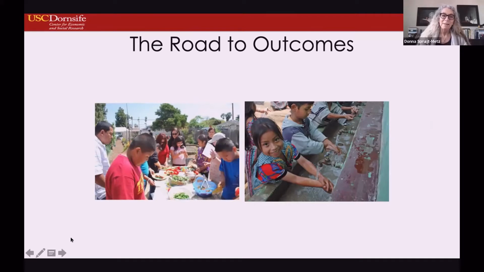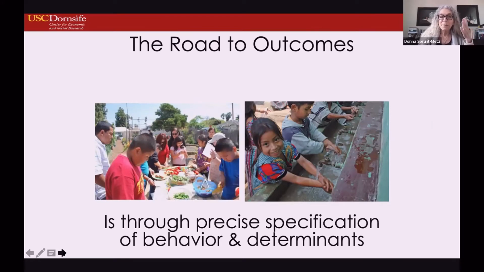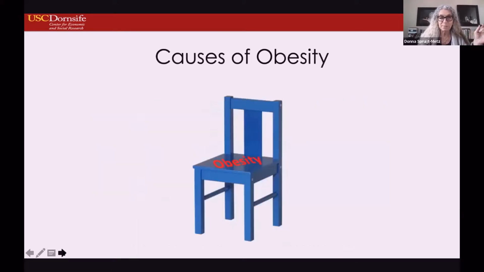All right. The road to outcomes. This is all about understanding behavior. So when you want to intervene on behavior, you first have to understand it. The road to outcomes is through precise specification of behavior and the determinants of behavior, what influences behavior, sometimes what causes it. Cause and influence are very different things, and we're going to be talking about that soon.